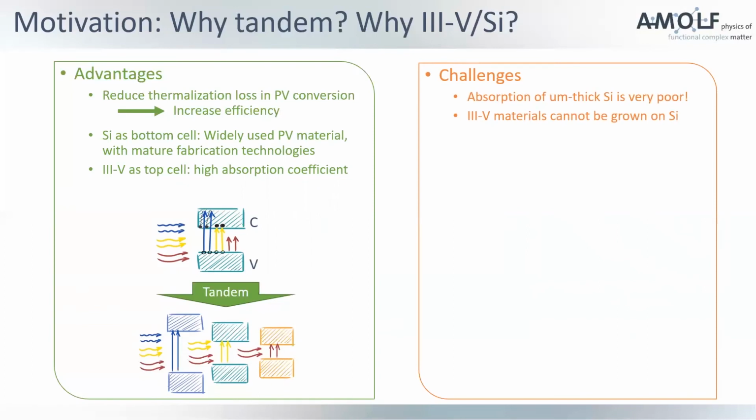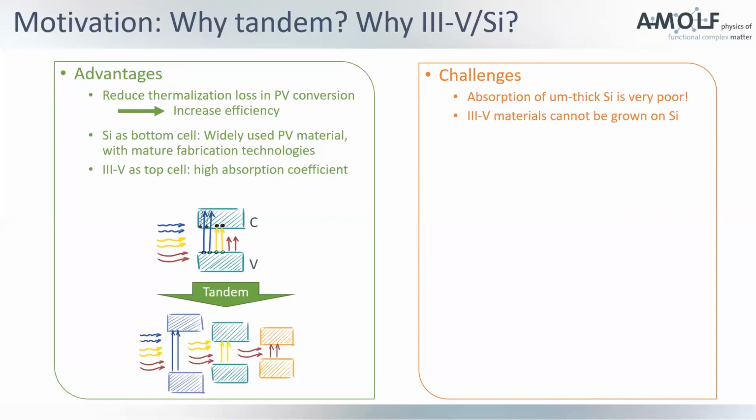The challenges. One challenge is that when we use III-V material on top, all the high energy photons will be absorbed in that material as a top cell, and silicon would be responsible to absorb the near infrared photons. As you know, silicon is a poor absorber in that range, and that is what we already talked about. The other problem is that III-V materials cannot be grown on silicon without having a lot of defects.